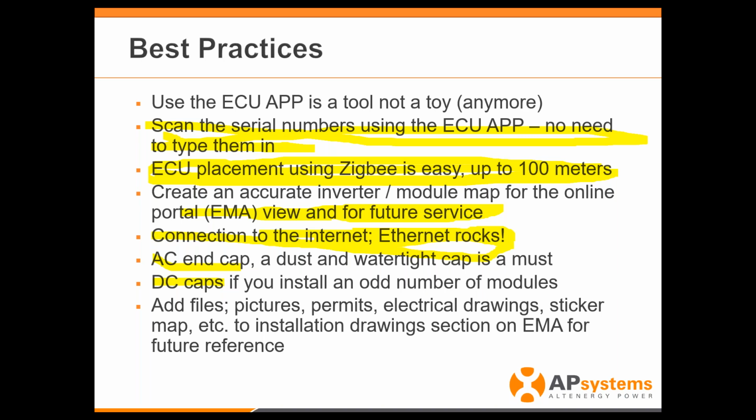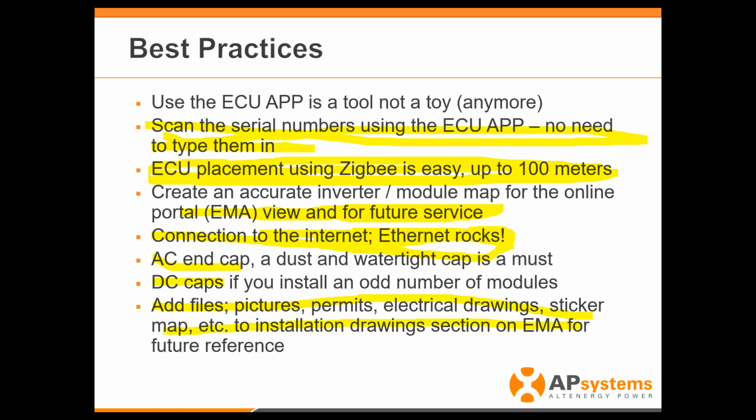DC caps. If you use an odd number of modules on a roof, you don't have to use all 4 ports on a QS1. You can use 3, you can use 2. Same thing with a 600, you don't have to use both. But if you don't use one, just put on the rubber tight boots. Again, watertight, dust tight. And at the end, I'm going to switch over here in a second and show you a live demo of this right here.